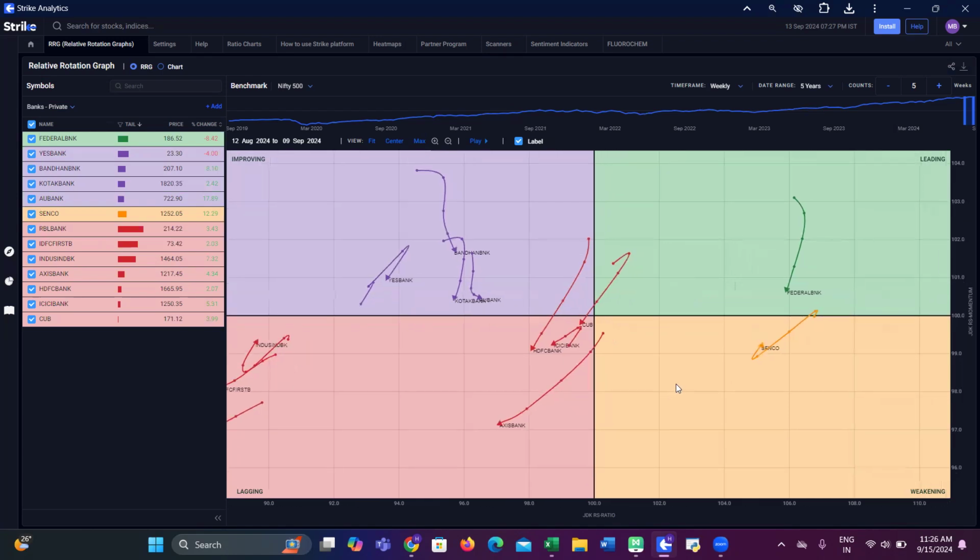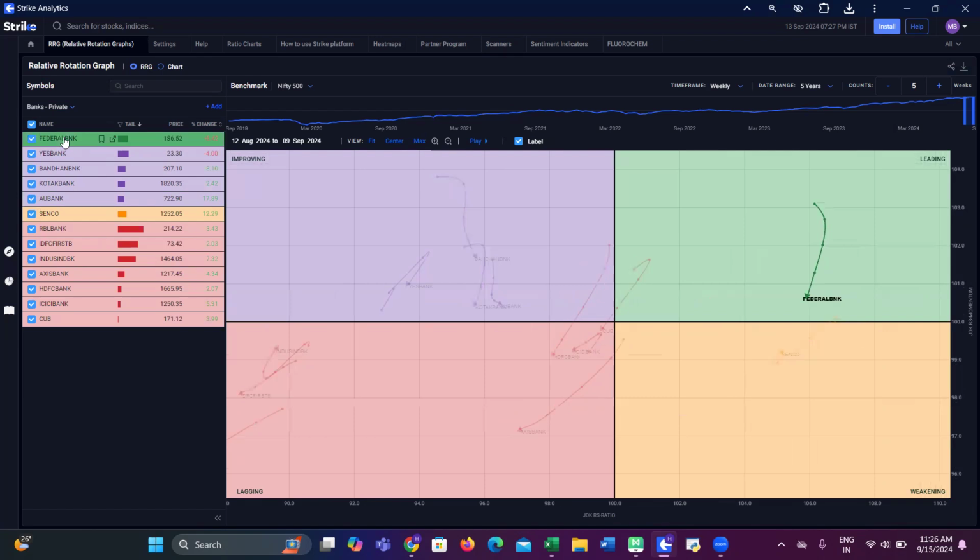So let's look at this. Federal Bank is losing momentum, and let's see how it behaves, but it is still in the leading quadrant. You can see that there is a significant reduction in the RS momentum. Yes Bank is improving, but not going further into leading, with a reduction in the RS momentum and RS ratio.